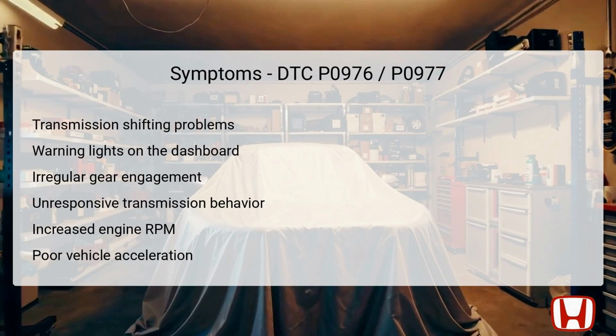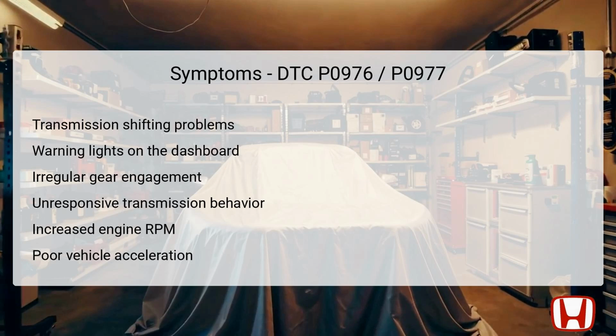Symptoms associated with DTCs P0976 and P0977 typically manifest in transmission performance issues. Drivers may experience irregular or hesitant gear engagement, which can lead to noticeable transmission shifting problems. Additionally, dashboard warning lights may illuminate, signifying underlying faults that require attention.